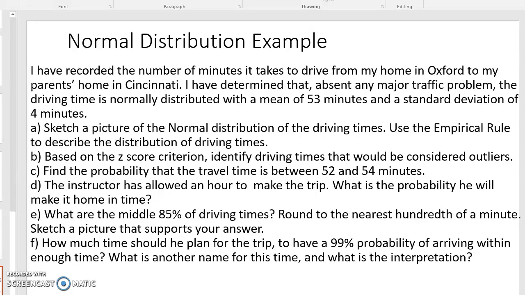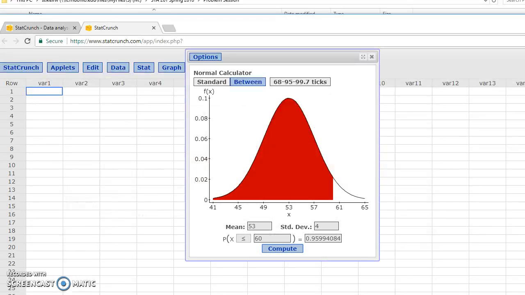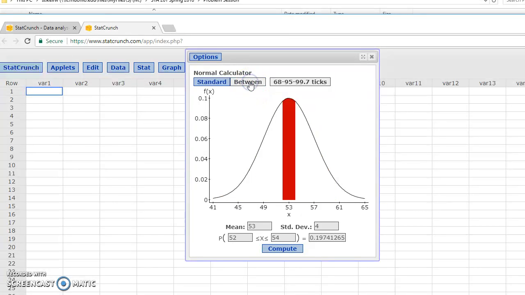Part E, what are the middle 85% of driving times? Round to the nearest hundredth of a minute. So to get the middle 85% of driving times, I go back to between mode, and 85% represents a probability or area under the curve.